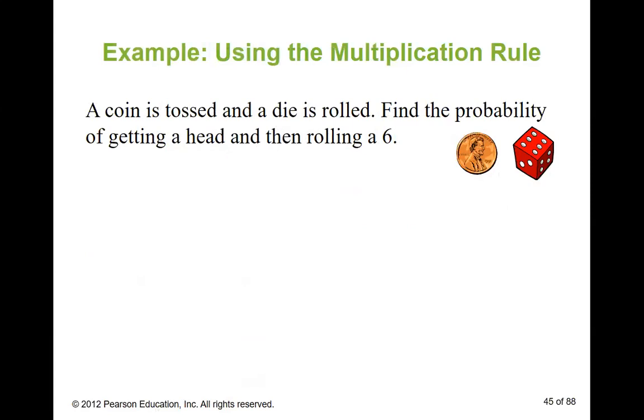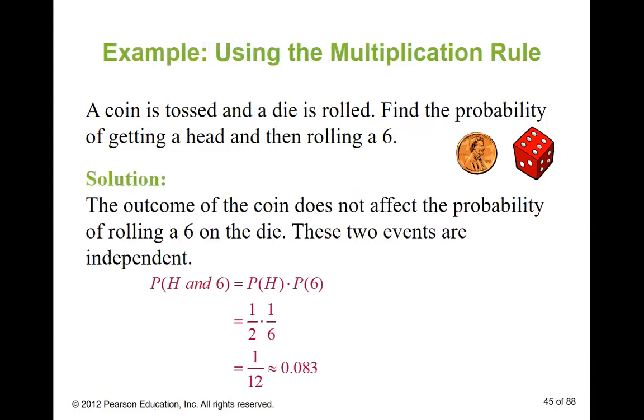Look at this one. A coin is tossed and a die is rolled. Can you find the probability of getting a head and then rolling a 6? What would you tell me is the probability of getting a head? 1 out of 2. What's the probability of rolling a 6? 1 out of 6. So what's the probability both these things happen? I multiply 1/2 times 1/6, and I get 1 out of 12, which is a little over 8%. Okay?